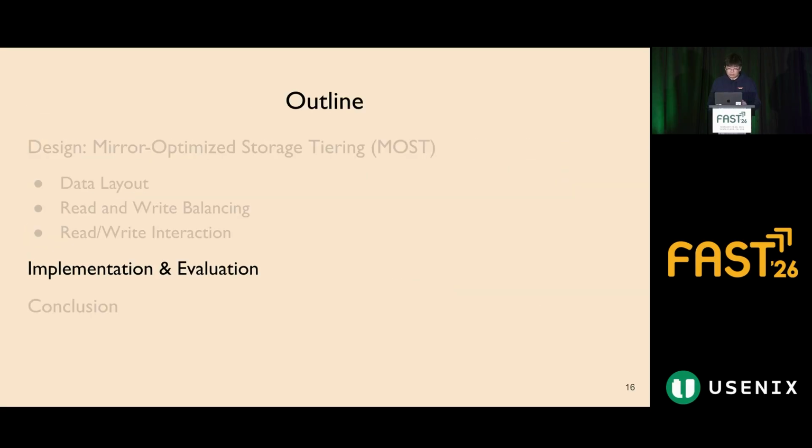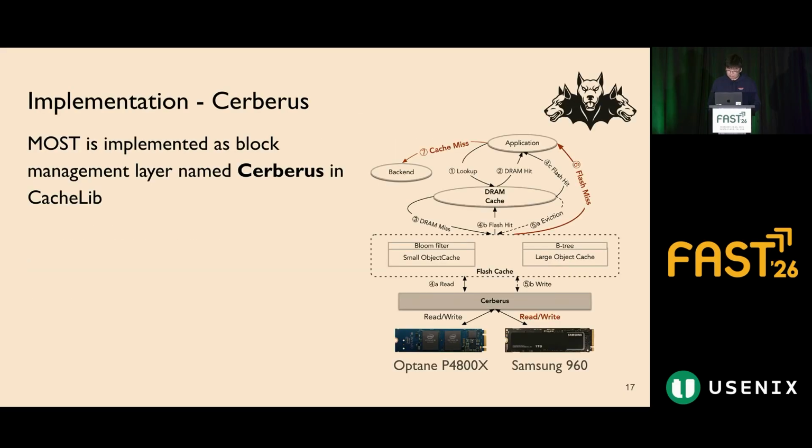Then, I will show you how we implement MOST and evaluate against state-of-the-art approaches. So we implement MOST in the open source flash cache engine CacheLib. CacheLib can manage multiple storage devices as flash cache, and it has a user-level storage management layer that manages multiple devices transparently as a single large storage device. Inside this storage management layer, we build Cerberus, our implementation of MOST. And besides Cerberus, we have 5 other counterpart systems.